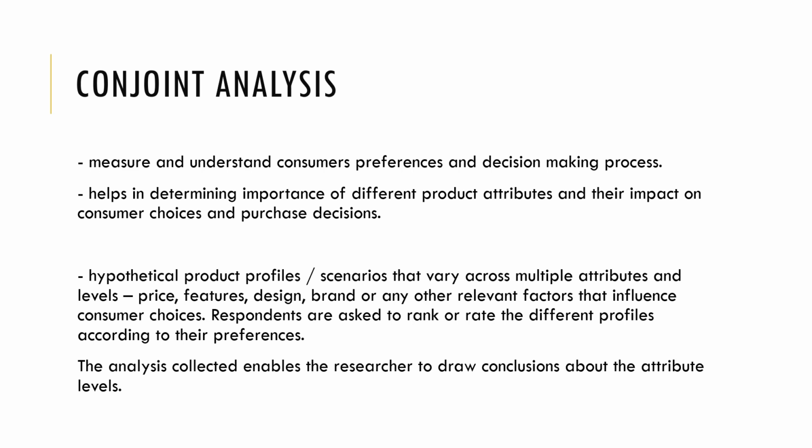The next one is conjoint analysis. Here we measure and understand consumers' preferences and decision-making process. It helps in determining importance of different product attributes and their impact on consumer choices and purchase decisions. So here, hypothetical product profiles or scenarios that are different across attributes and levels. Now, what do we mean by attributes? That means different prices, different features, design, brand, or any other relevant factors that influence consumer choices.